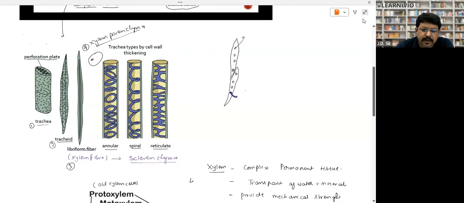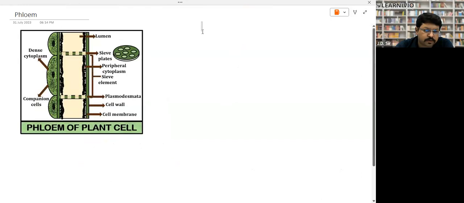That we did. Today we are going to do phloem, so we will start from the phloem onwards, right? Let's see how much we cover today. So look, today we are talking about the phloem. Again, the phloem is made up of four kinds of cells, right?